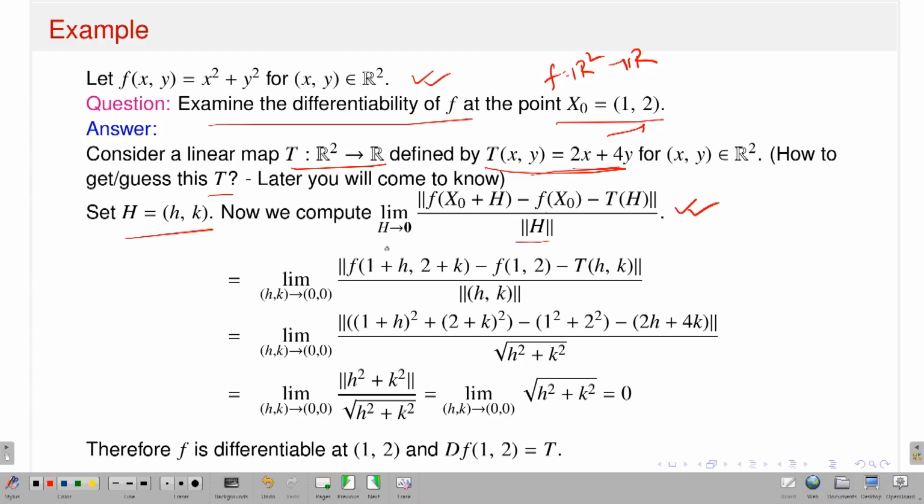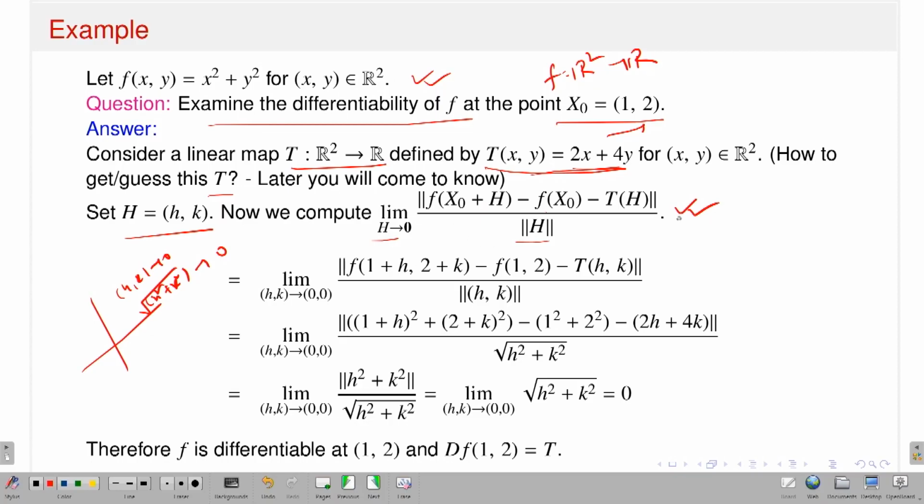Okay, let's see. h approaches 0 means what? Of course, I am in R2, so h approaches 0 means I am talking about the norm of h. The norm of the vector (h, k) goes to 0, that means the square root of h square plus k square goes to 0, that is what I am talking about. That means the Euclidean distance from the origin to (h, k) goes to 0. Okay. So let us see the calculations.